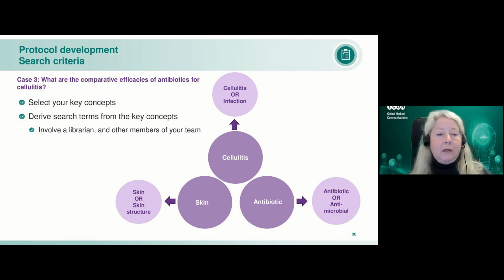Your search terms can be the concepts themselves, they can be synonyms or alternate words, and they can be short phrases. A good place to start is by identifying any key papers that need to be picked up by your SLR, and any SLRs and other reviews on the same or a similar topic. So look at these for additional relevant keywords, particularly in the methods section. And so for case 3, we've added infection to the cellulitis concept, skin structure to the skin concept, and antimicrobial to the antibiotic concept.